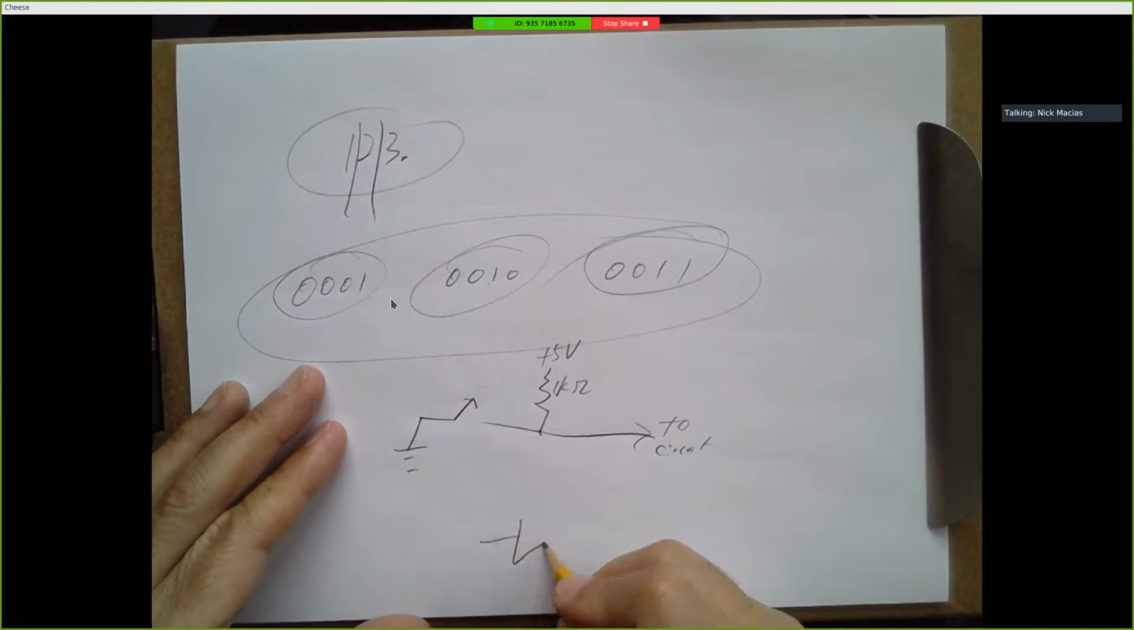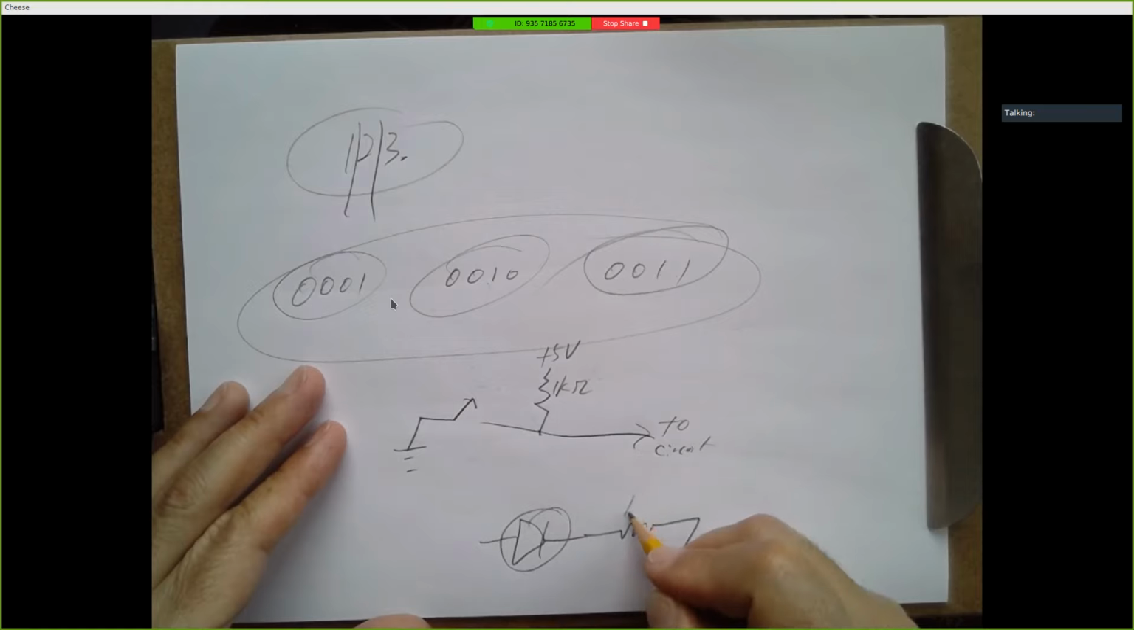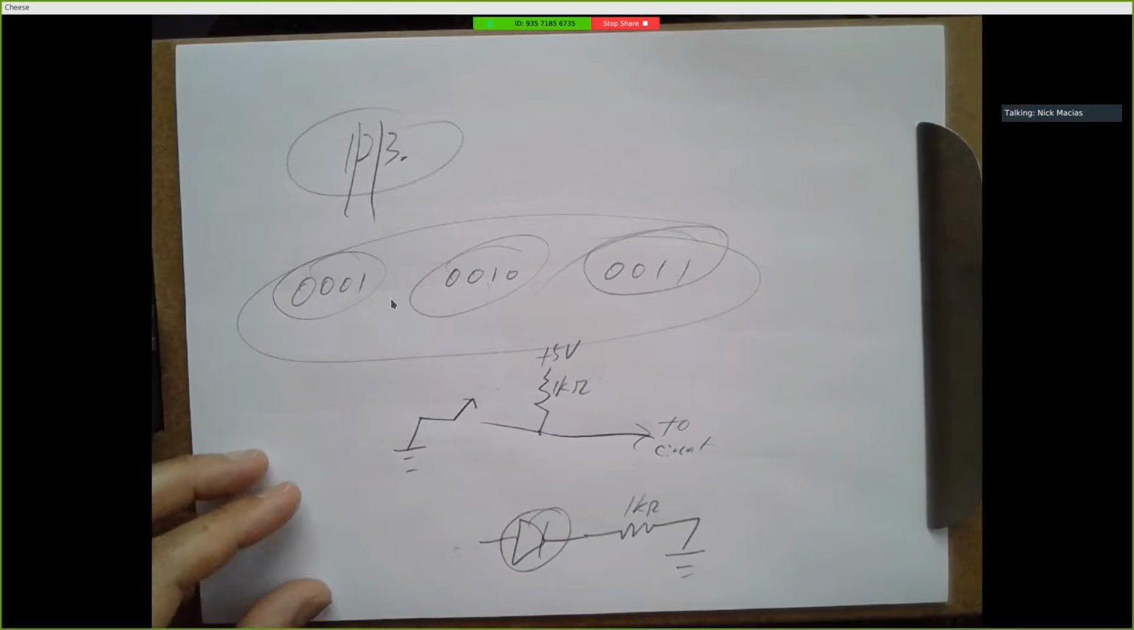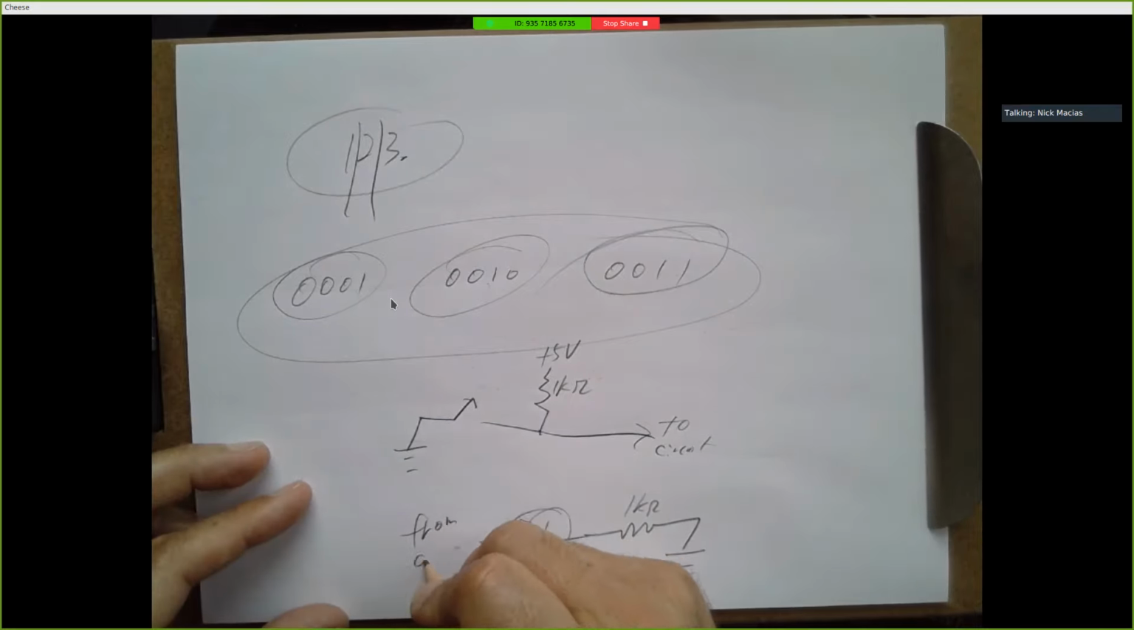And LEDs, typical forward orientation, run it through a 1K ohm resistor, connect the output to ground. Or you can put the 1K back here. This is coming from your circuit.